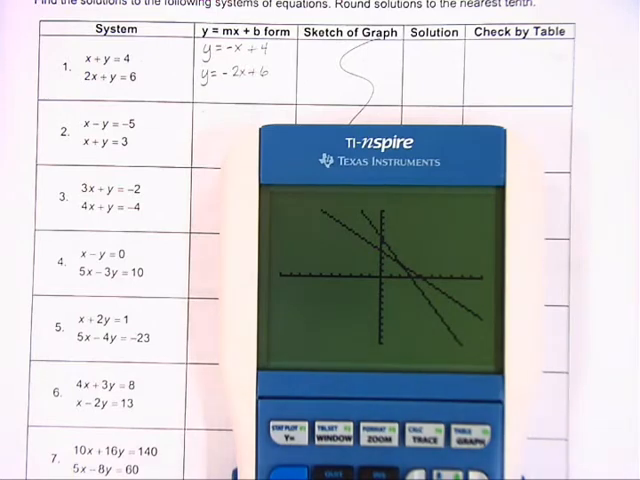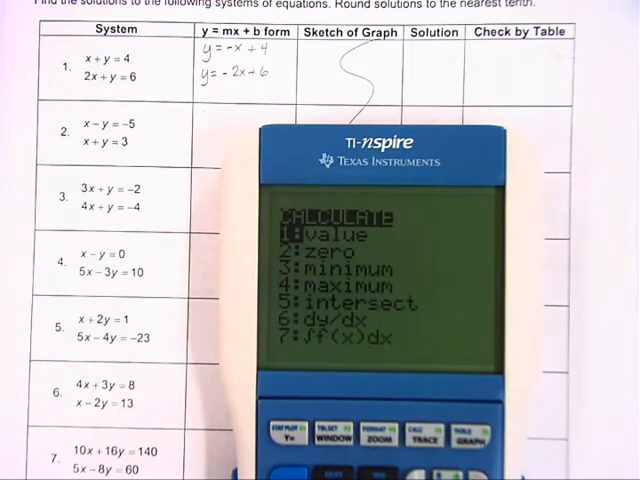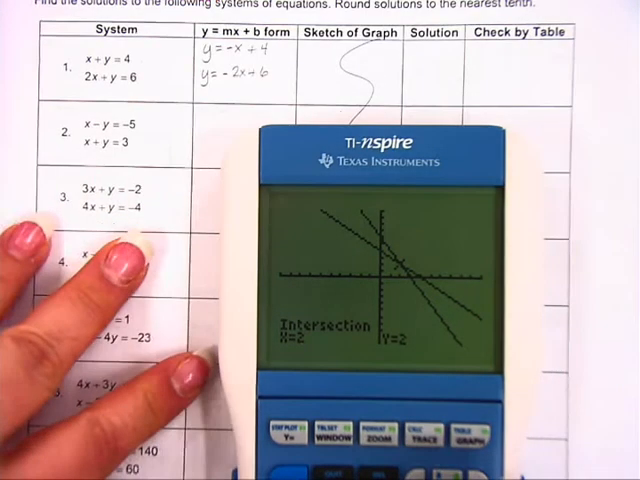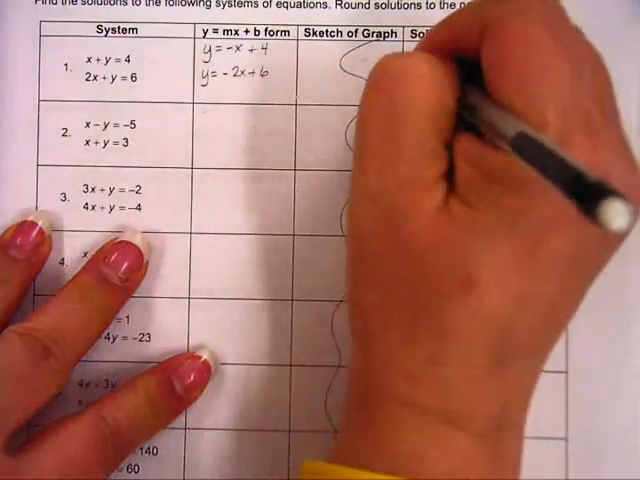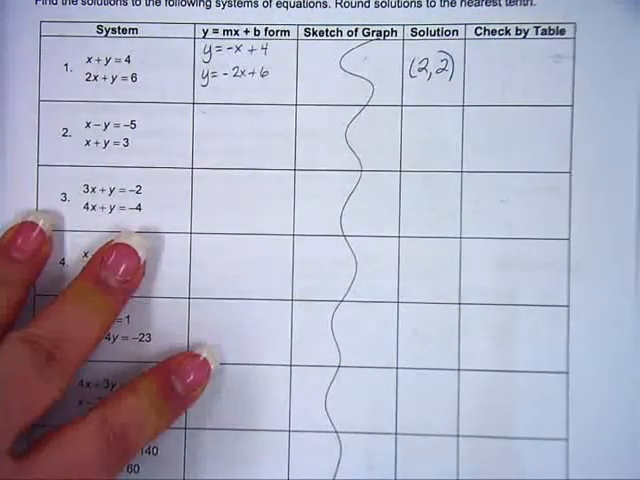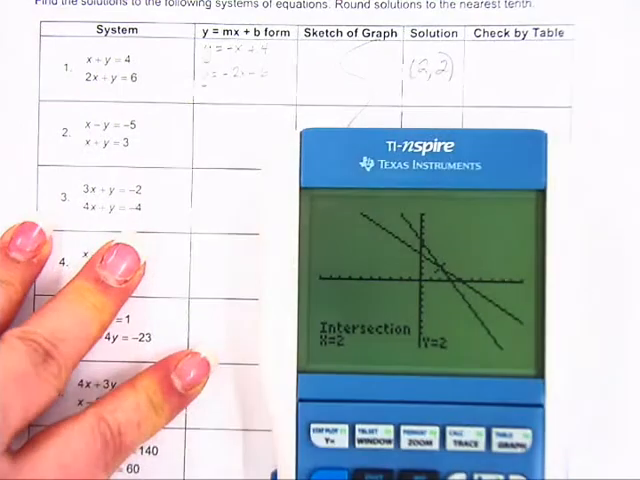Okay, so let's go calculate it. So you're going to hit second, trace, because calculate's on the same button. Second, trace, 5, 3 times. Enter, enter, enter. And that gives us the point. X2, so it's 2, comma 2, right? That's our 1 point. Our solution is 2, 2. That is the point where those 2 lines cross.